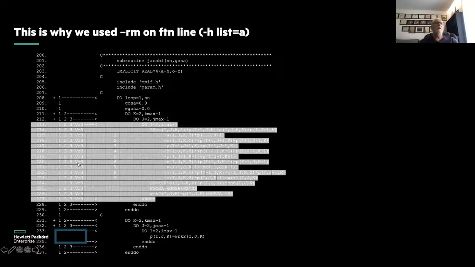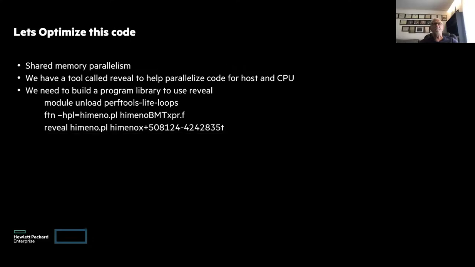Okay, now can you see this V here? That means that this loop was vectorized and it was also unrolled by 3. Okay. And then this loop was vectorized as well. And so really what we want to do is look at parallelizing this K loop, or maybe even collapsing these three loops together. So in order to do that, we need to use Reveal.